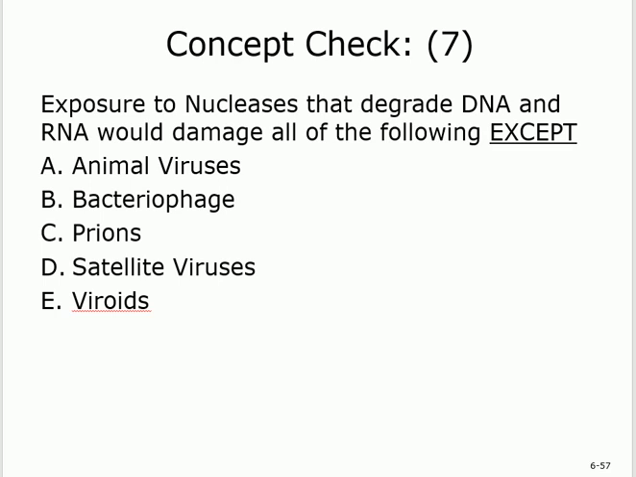Okay, can you tell me the answer? What do you think? C, prions? Yes, do prions have any genetic material? No. But animals have genetic material? Yes. Bacteriophage, satellite virus, viroid, they all have genetic material.